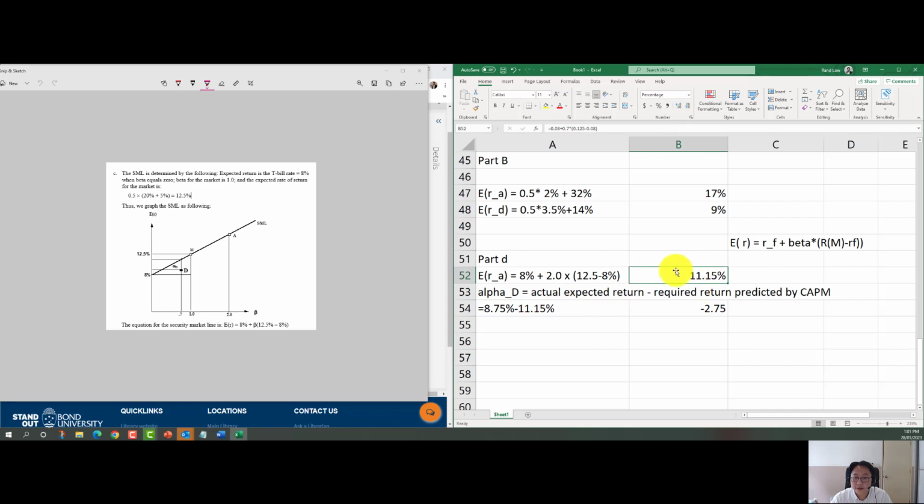So that's actually what we have here. All right, so that makes it more accurate. So the alpha is really the actual expected return minus the required return by CAPM. Now we know that the CAPM expected 11.15, but the actual return is 8.75. So from here, that is what the alpha is going to be.